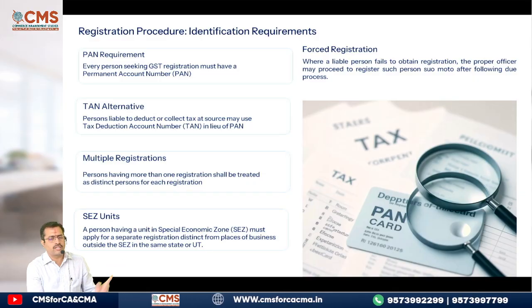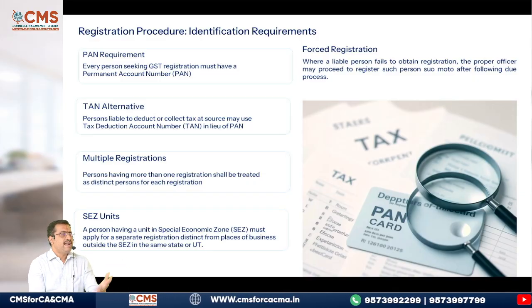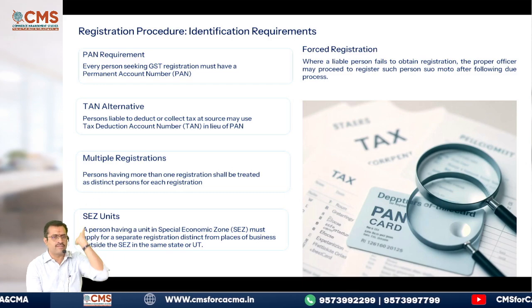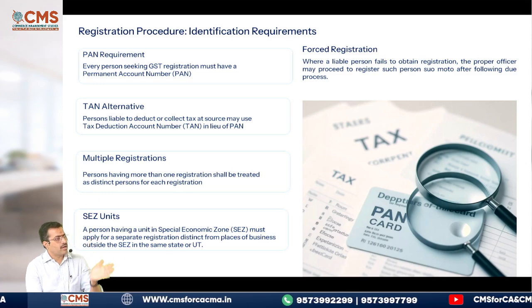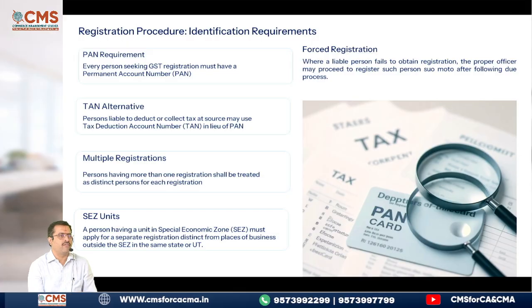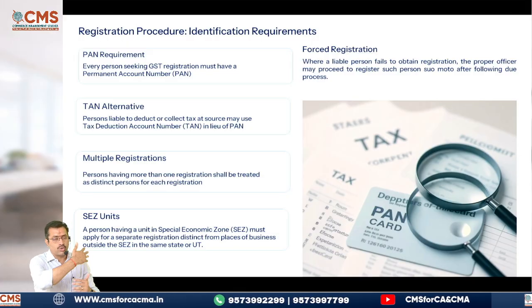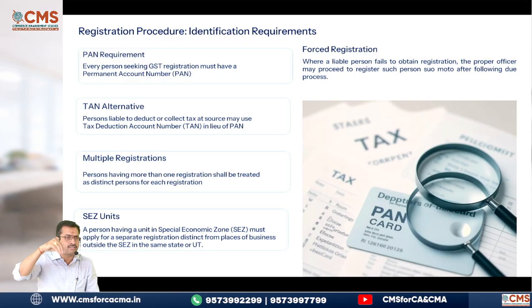Persons having more than one registration shall be treated as distinct persons. I told you, I am having one office in Hyderabad, one office in Vijayawada, and I took registration for both the offices. So ultimately what will happen? I will be treated as distinct persons. Yesterday I showed you one map also where distinct locations were there.